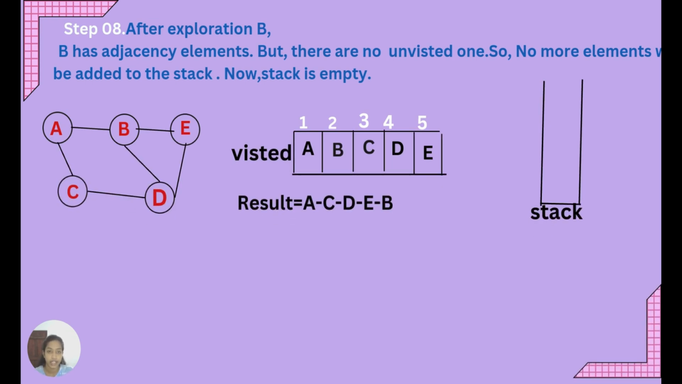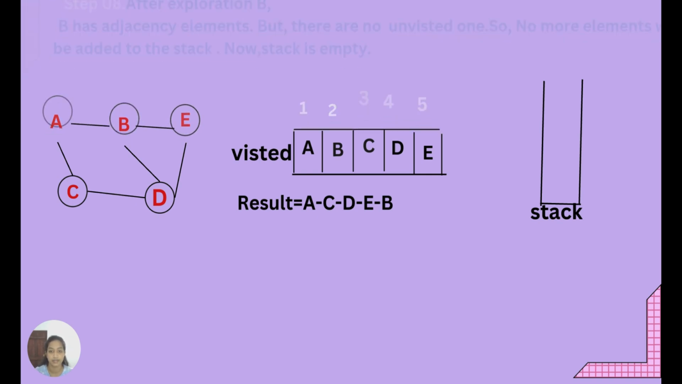Step 8. After exploration, B has adjacency elements, but there are no unvisited ones. So no more elements are added to the stack. Now the stack is empty. Result A, C, D, E, B. So the stack is empty. Now we can move to the code part of depth first search.